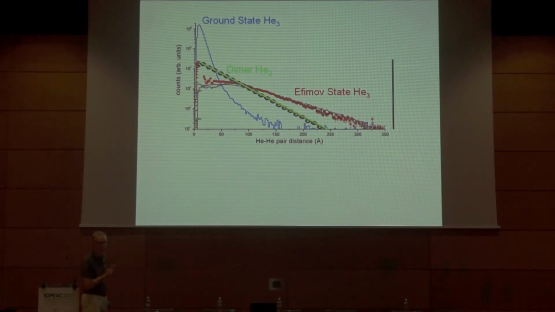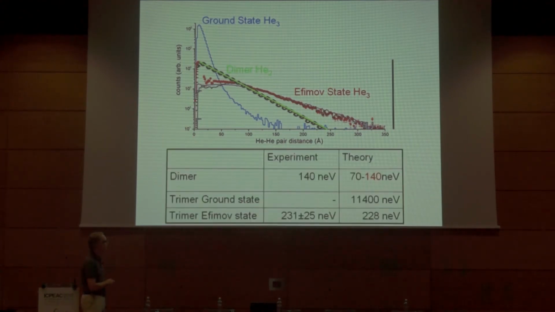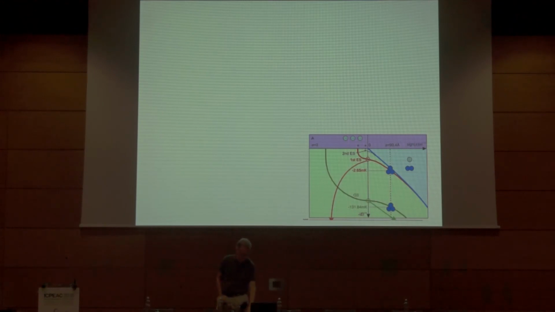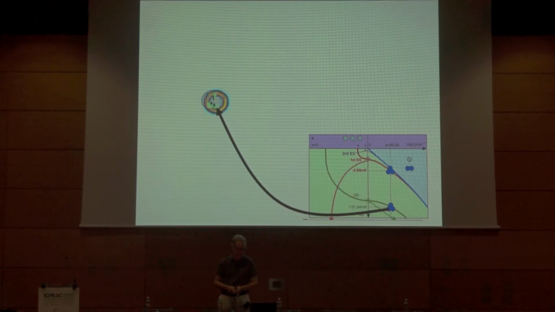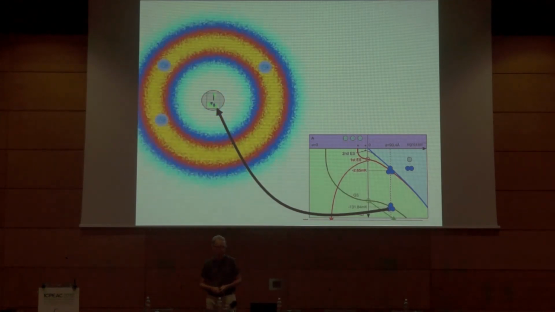And the green one for comparison is the dimer I've shown you before, where I already claimed that it's big. This Efimov state is even bigger. And you can deduce, again, a binding energy and compare that to theory. Now, what's the geometry of this thing? That was not clear for a long time. So in here is the ground state, and out here is my artistic view of the Efimov state.